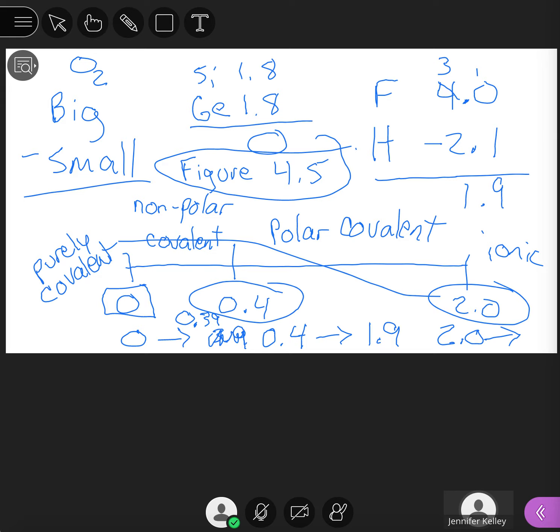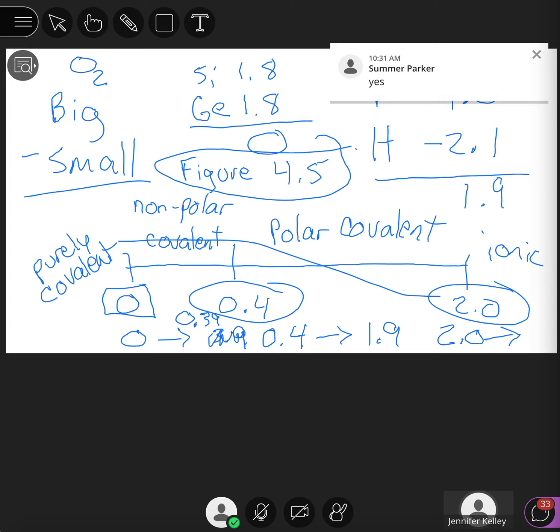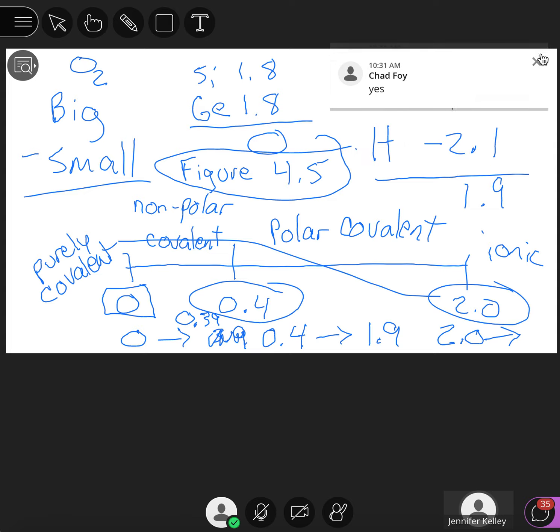All right. All right, I'm assuming everybody's done with this slide? Not slide, but this page. Okay. All right. Cool. All right.